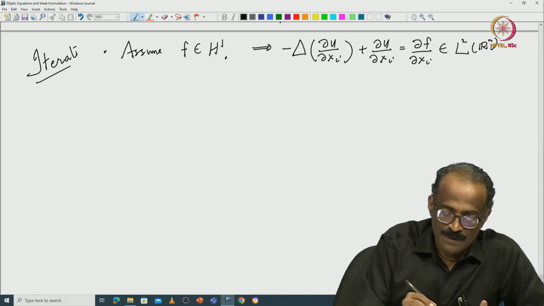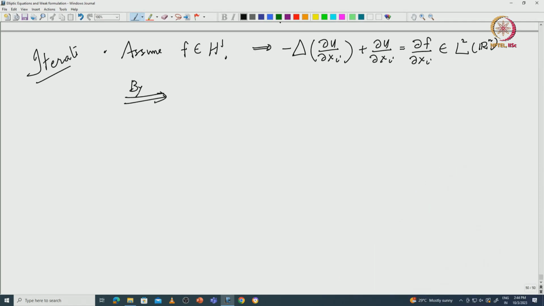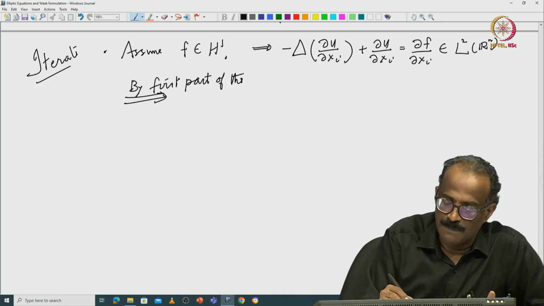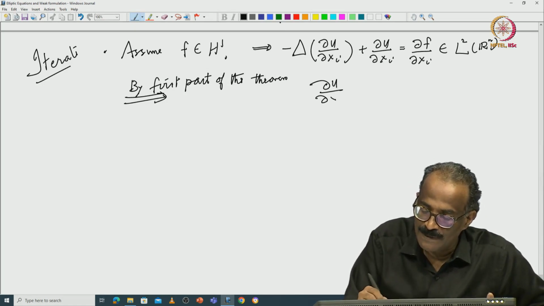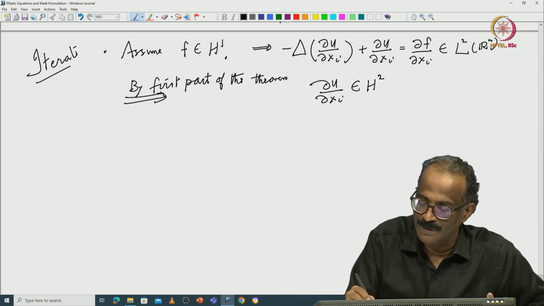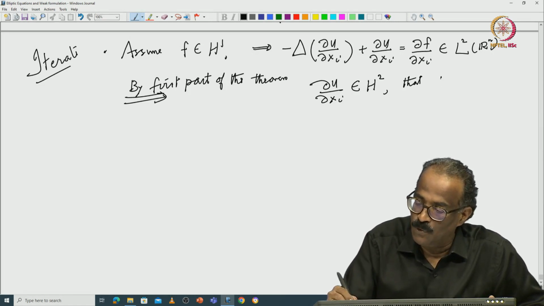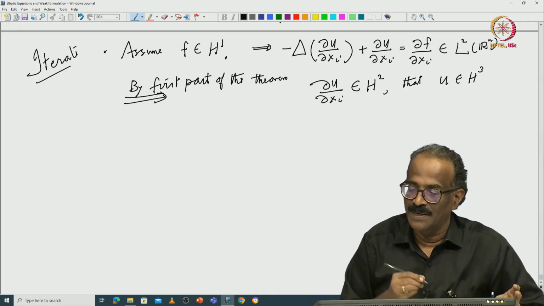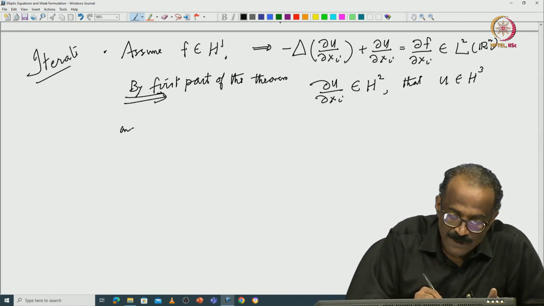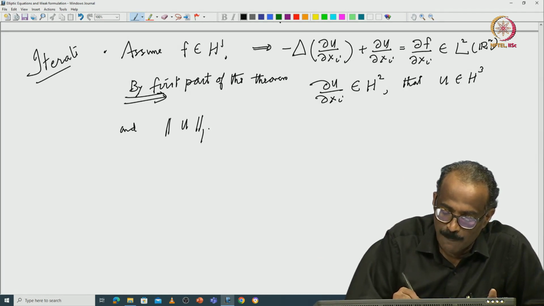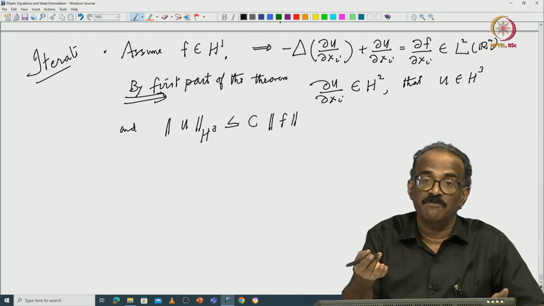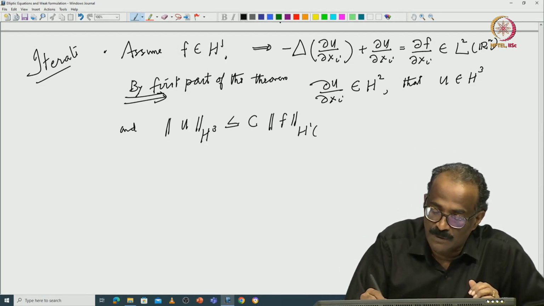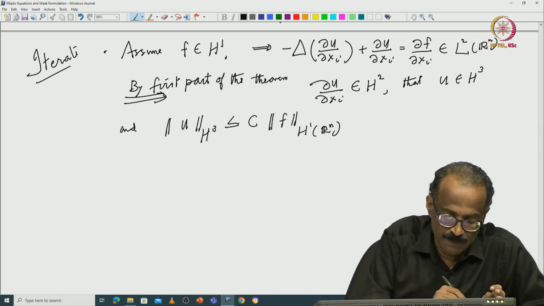So by the first part of the theorem, du by dxi is in H2, that is what you have proved, that is, u is in H3 and you get your estimate. du by dxi is in H2, u is in H3, and the norm of u in H3 is less than or equal to, that is just a repetition, the norm of f in H1, because the norm of df by dxi is coming into the picture. So that is in H1 of R. That is a repetition, that is fine.